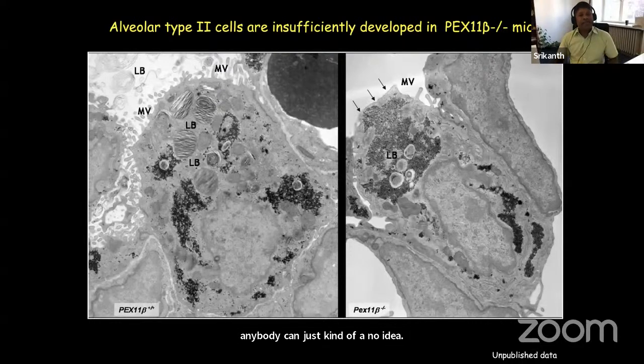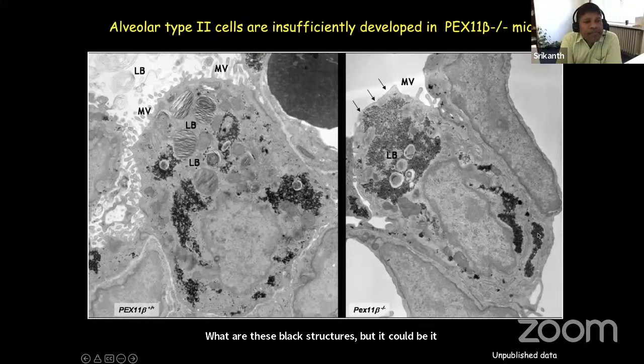Anyone has an idea? What are these black structures? What could it be? It could be anything, yeah? You can just speak up. I can give you a small hint: these are newborn animals.